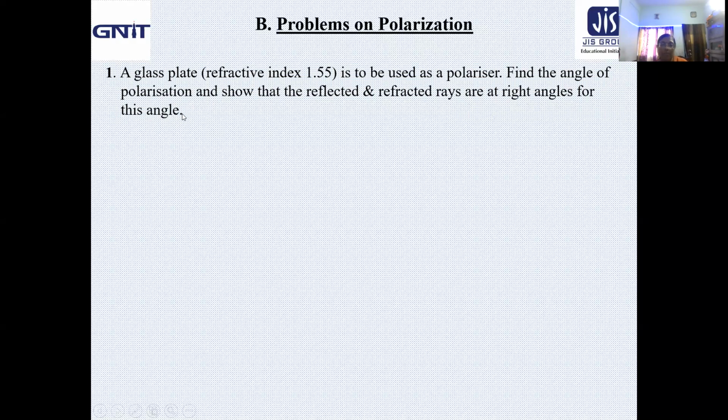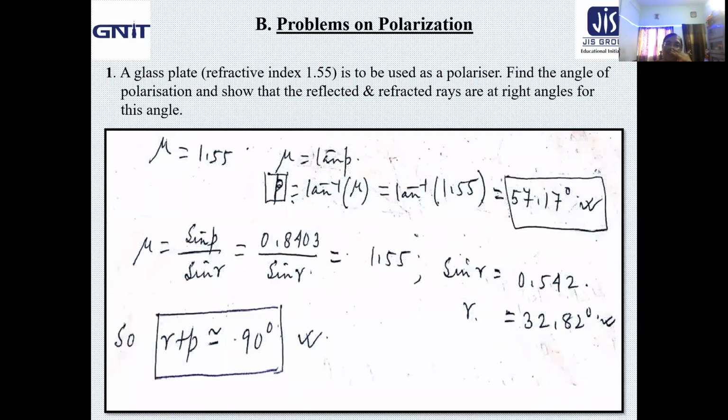That means in this question you have two parts. First is find the angle of polarization, that means P you have to find out, and next you have to show that reflected and refracted rays are at right angles for this angle. Now the problem, how to solve. Just take a look. So what is given? That is mu equal to 1.55 is given.